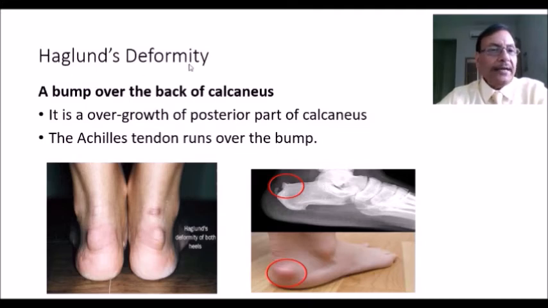Okay, the Haglund deformity is a bump over the back of the calcaneus. The only problem is the Achilles tendon is running over this bump.